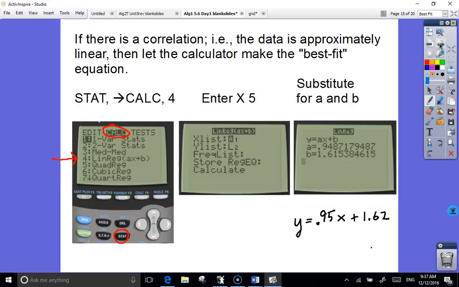You did stat calc 1? Stat calc 4. Oh, 4. So this is stat calc 4. Arrow over to the calc and hit 4, right? In that menu, the 4 means linear. 4, LinReg, linear regression.